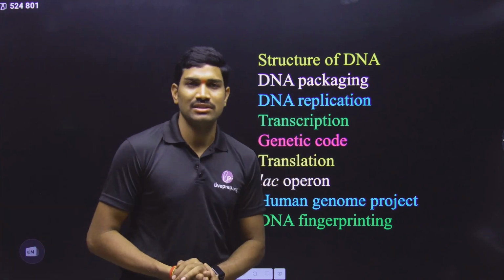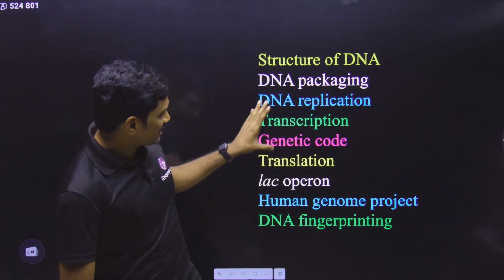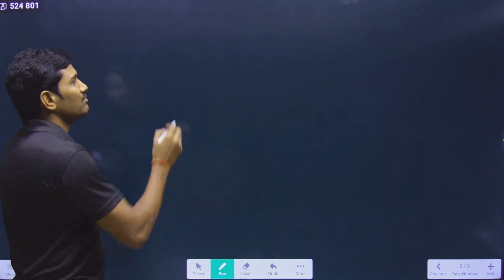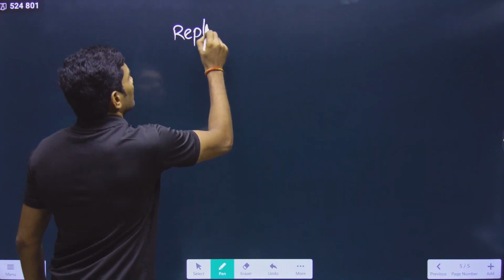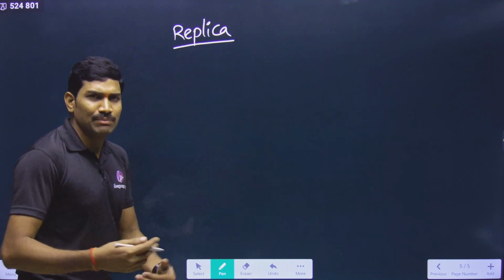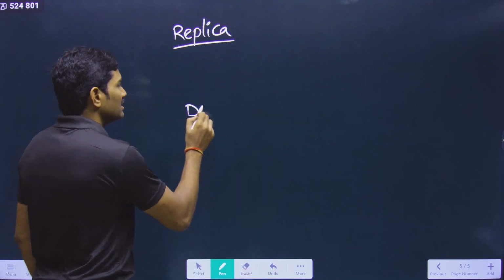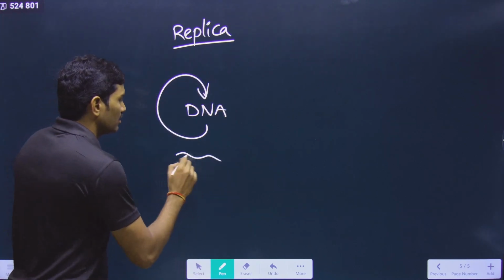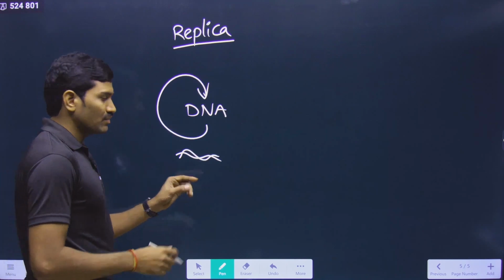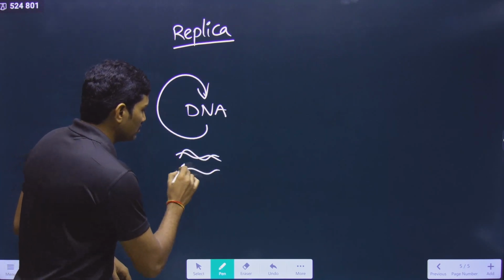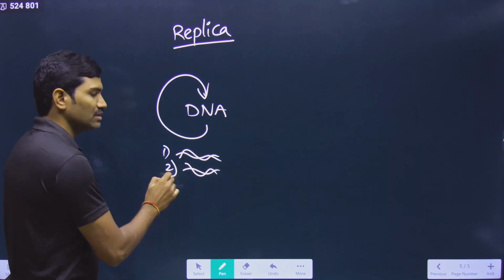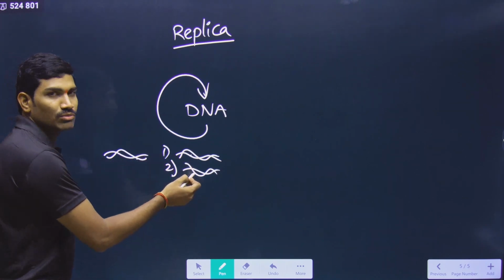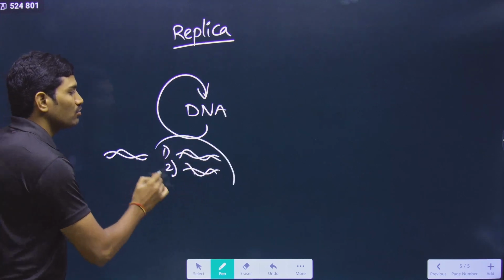Next one, DNA replication. What are DNA replication, transcription, translation? These three terms, in simple words, I will try to explain. What is DNA replication? What is the meaning of replica? Replica means one more copy. So if there is a DNA and it makes one more copy of DNA, initially suppose it is a double stranded DNA, one copy is there. From this one copy, finally what happens? Two copies will come. So initially there is only one copy. From this one more is produced. In this way, ultimately two copies are produced.